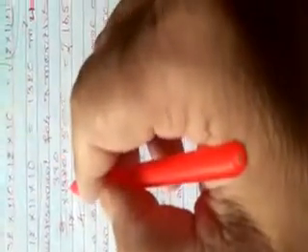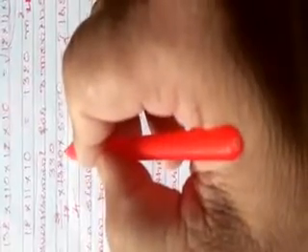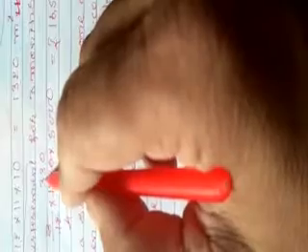Cancelling, 3 fours are 12 and 4 into 330 is 1320. So on further solving, 330 into 5,000, we got 16 lakh 50,000. So 16 lakh 50,000 will be the required amount for the advertisement hiring for 3 months only. This is your required solution.